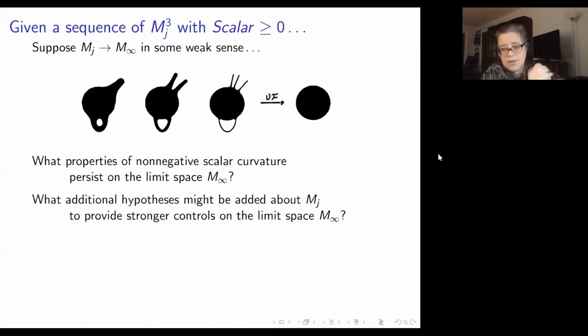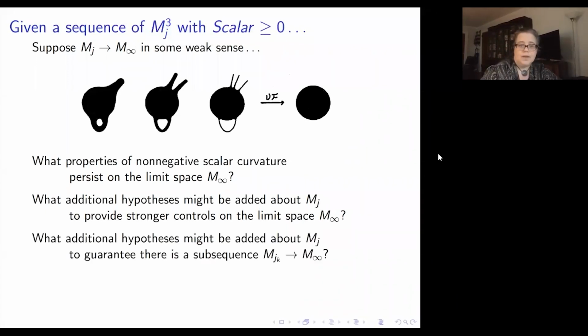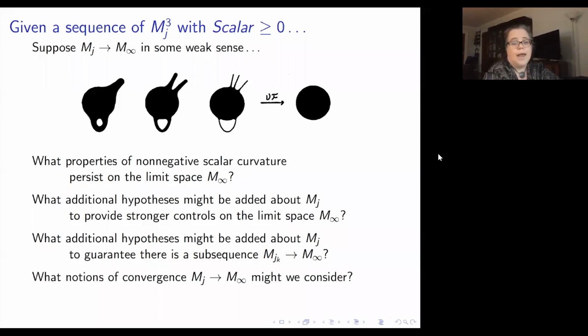What additional hypotheses might be added about M_j to provide stronger controls on the limit space, M_infinity? What additional hypotheses might be added about M_j to guarantee there is a subsequence that converges, so a compactness theorem, for sequences of manifolds with non-negative scalar curvature? And what notions of convergence might we consider?